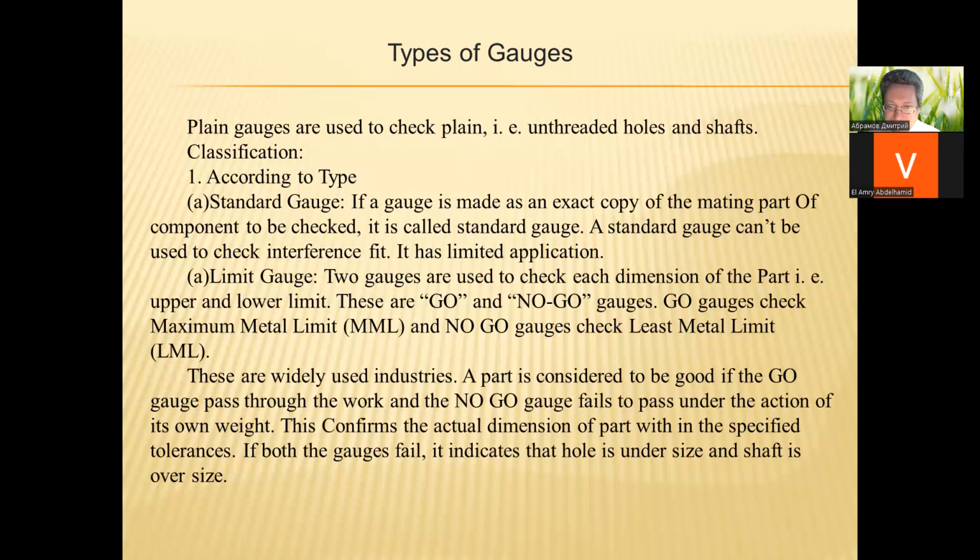A part is considered to be good if the go gauge passes through the work and the no-go gauge fails to pass under the action of its own weight. This confirms the actual dimension of the part is within the specified tolerances. If both the gauges fail, it indicates that the hole is undersized and the shaft is oversized.